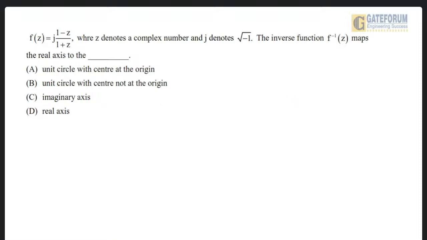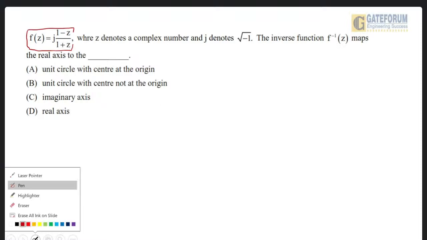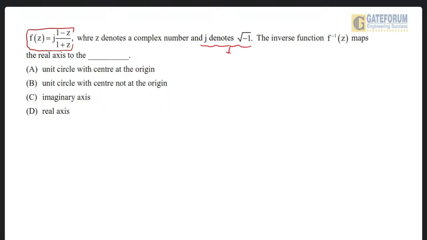The question is: f of z is equal to j times (1 minus z) by (1 plus z), where z denotes a complex number and j denotes root minus 1. The inverse function f inverse z maps the real axis to the, and the ABCD option statements are given. This is from engineering mathematics, from the topic complex variables, subtopic basics. So the key point: the function of z is given and j is equal to root minus 1. Now finally, f inverse z maps the real axis.